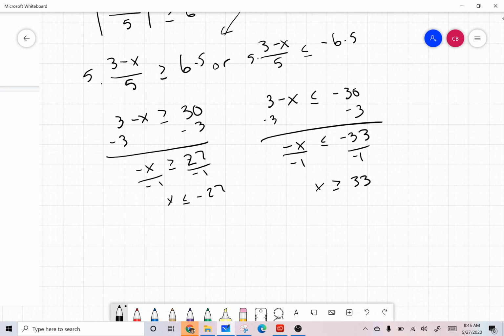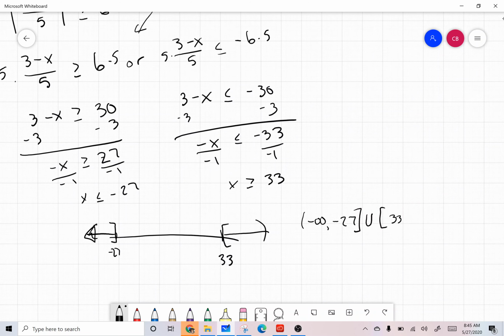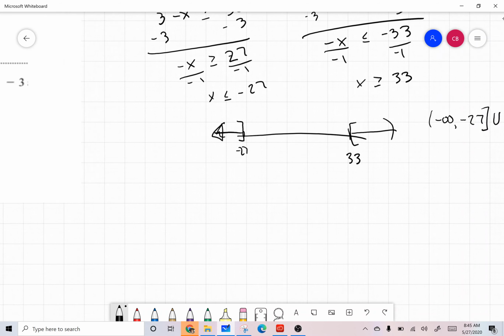Okay, so you have two things going on here. Here's negative 27. This is strictly less than or equal to this. 33 is over here. This is strictly greater than this, or equal to. And so you'd have negative infinity to negative 27, union with 33 to infinity. Okay, so that is taken care of.